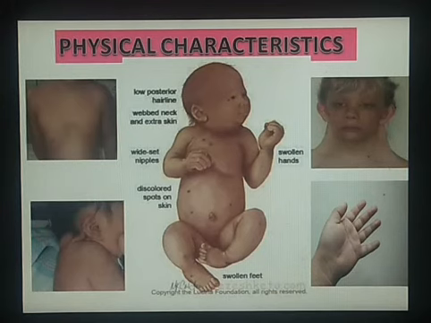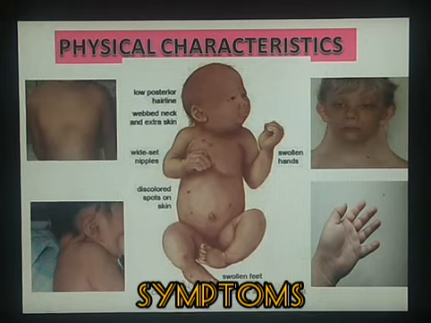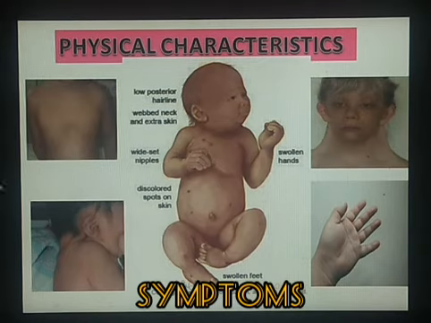They will be short-statured, with poor development of breast and lack of secondary sexual characteristics. They will have a low posterior hairline and the neck will be webbed, with extra skin present at the neck region. They will have swollen hands as well as feet and some discolored spots on their skin.